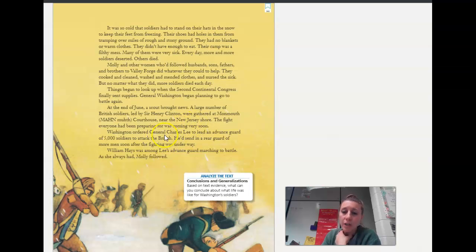Washington ordered General Charles Lee to lead an advance guard of 5,000 soldiers to attack the British. He'd send in a rear guard of more men soon after the fighting was underway. So things were looking up a little bit in the fact that they did get supplies. William Hayes was among Lee's advance guard marching to battle. As she had always done, Molly followed. Remember, Molly's real name was Mary.